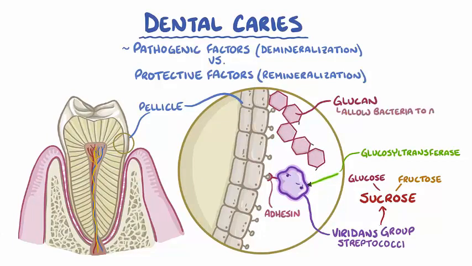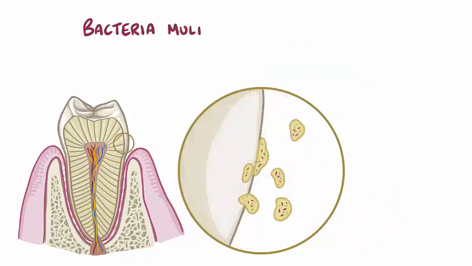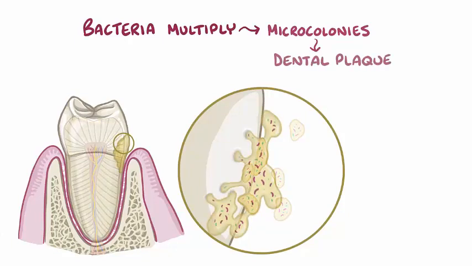Glucans allow the bacteria to attach firmly to the surface of the tooth and form dental plaque, which is a sticky collection of bacteria, proteins from saliva, and dead cells from the lining of the mouth. Individual bacteria multiply and form a lot of small microcolonies that coalesce, which creates a layer of dental plaque, which is a type of biofilm.